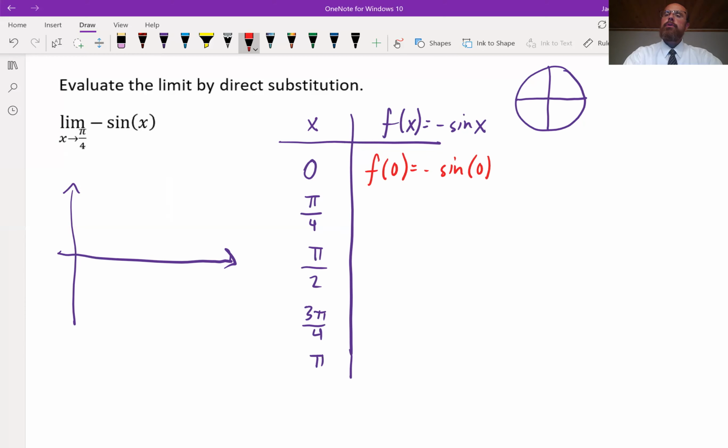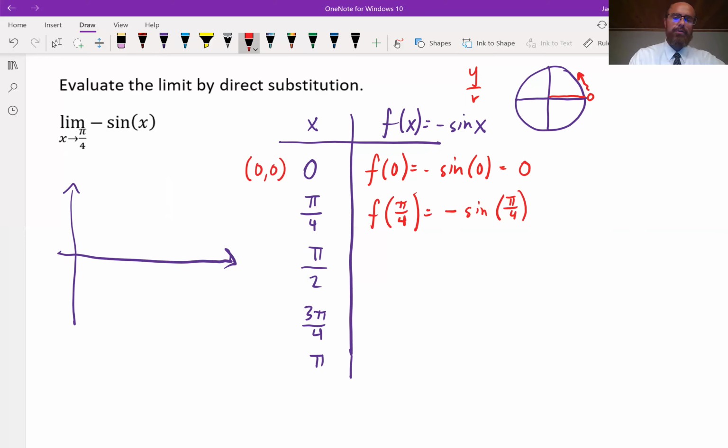So recall the unit circle: when we're at 0, the y value, remember sine is y over the radius 1. Well, at the x-axis, the y value is 0. So we're starting at 0 here. So this begins at the origin, 0, 0. We'll calculate f at pi over 4, which is negative sine of pi over 4. So notice our x here is positive. So what we're doing is traveling in the positive direction on the unit circle.